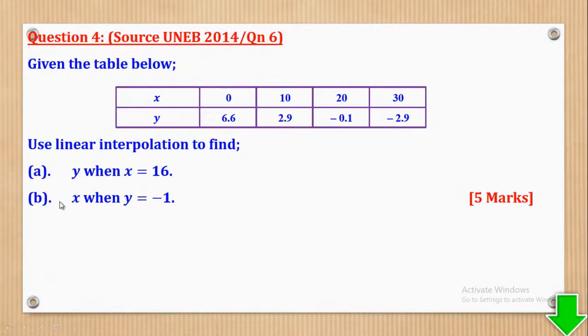Then we shall now go to part B. Part B, the value of x when y is negative 1. So negative 1 is between negative 0.1 and negative 2.9. So we are going to extract out these values, and in between them we shall put a column where the value of y is negative 1.